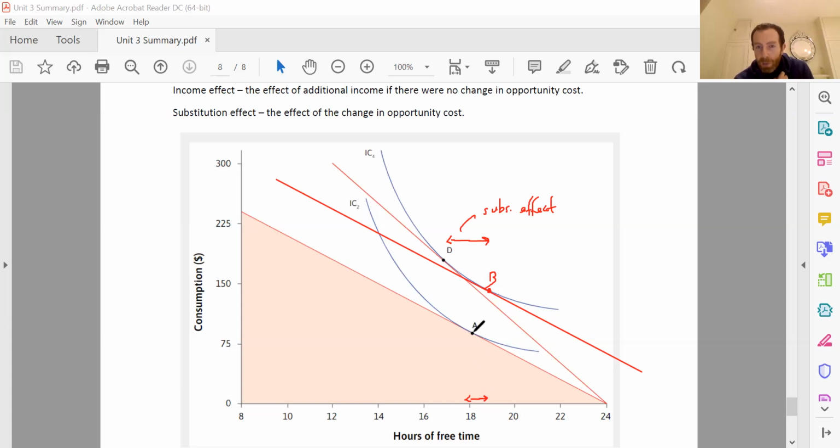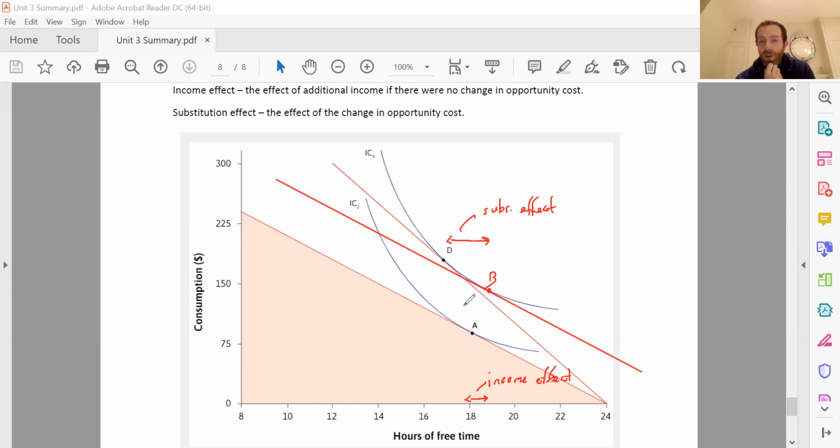So the gap between A and B, from where they were at 18 hours to the amount of free time they would choose if you'd just given them the extra money with no change in opportunity cost, represents the income effect. The change from where they would be to where they actually end up represents the substitution effect. The overall effect moving from A to D is the combination of those two things: the income effect, which is positive here, plus the substitution effect, which is negative. It reduces the amount of free time.